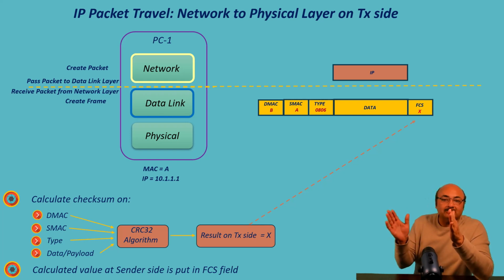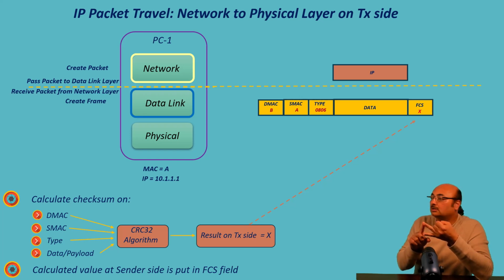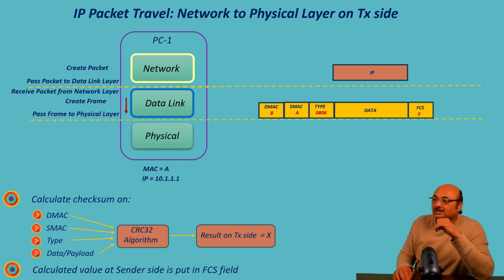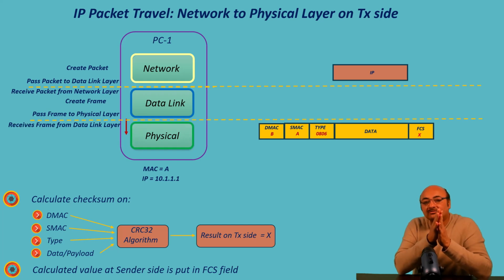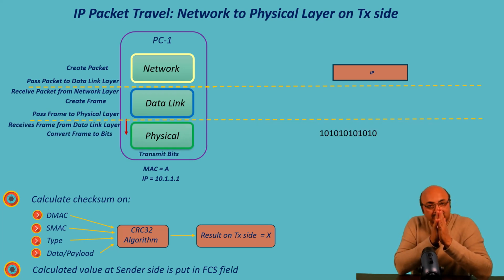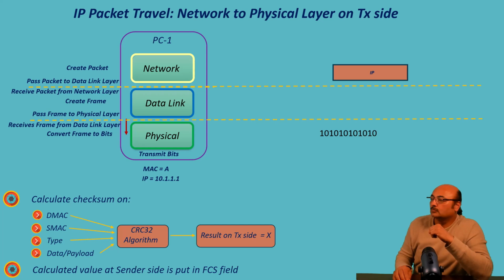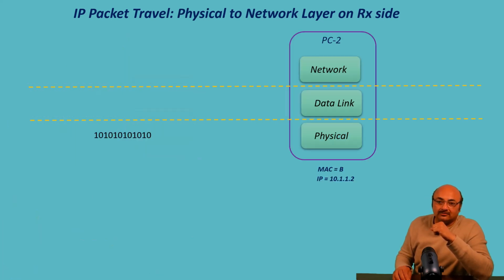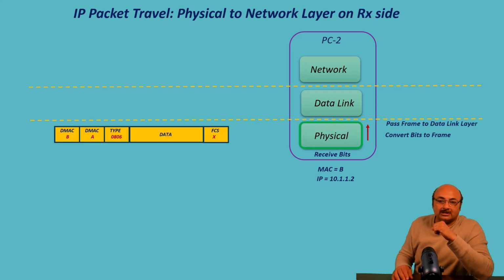Okay. Now this frame is finally complete. So the Ethernet frame consists of the DMAC, SMAC, type, data or payload, and the FCS field. Once this frame is ready, it is pushed down to the physical layer. The physical layer will receive the frame and convert it into bits. These bits are then transmitted across the physical medium. On the receiving side, the reverse process takes place. The physical layer receives the bits, converts the bits into a frame, and the frame is pushed up.